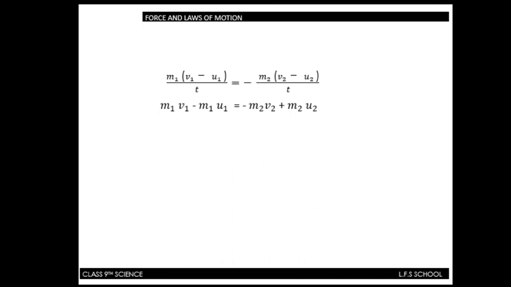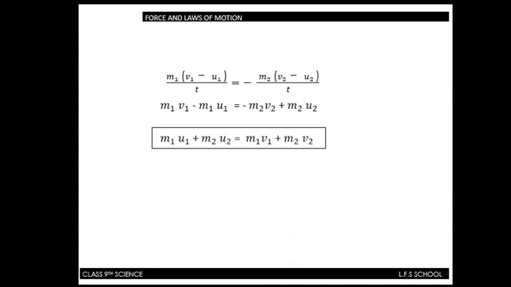Now, you take u to one side and v to the other side. So, it will be m1u1 + m2u2 = m1v1 + m2v2. So, this is the law of conservation of momentum, that is, the total momentum before collision is equal to the total momentum after collision. Clear? So, I think this topic is clear to you. Thank you.